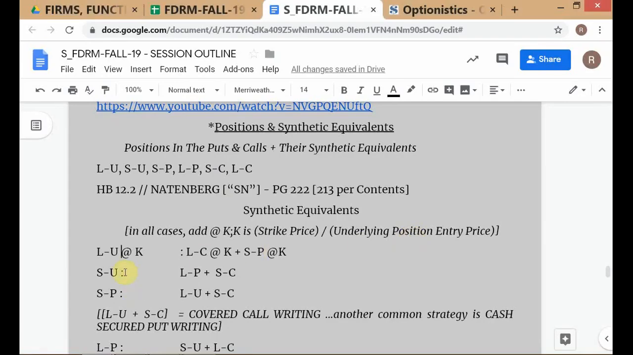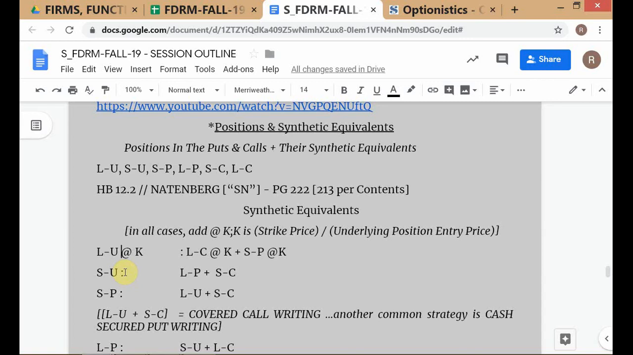What you have already established is that the long futures payoff profile should be the same as long call plus short put, with the strike price being the same price at which you are going long the futures. That much is clear.